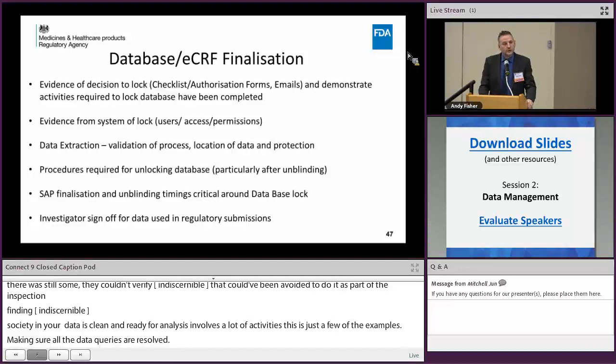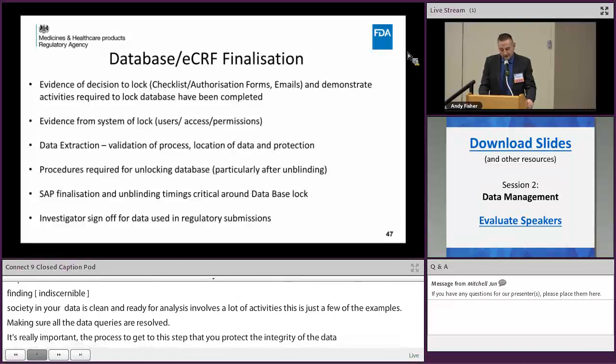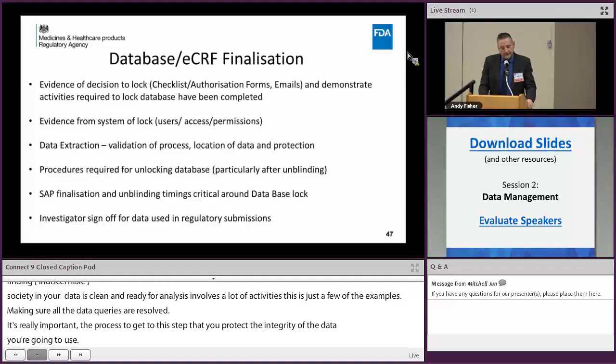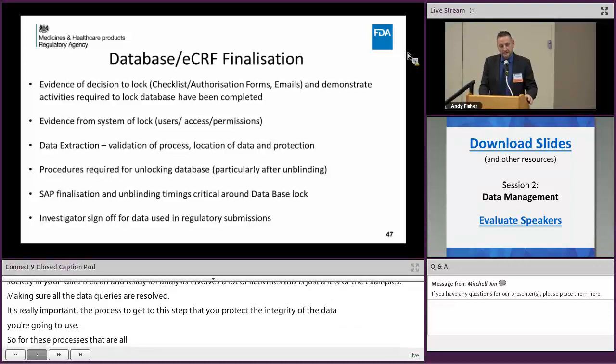So for these processes that are all coming together to declare finalization, we'd expect to see that there's some documentation to demonstrate they've all been done. Sometimes you ask the question and they can't show you anything in particular to show how that decision was made.